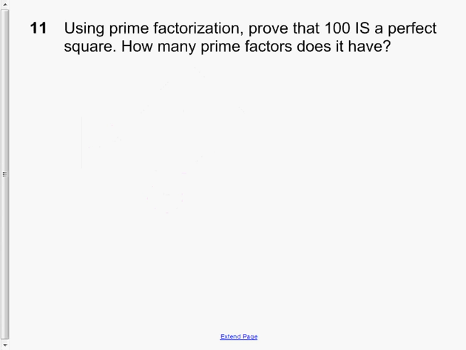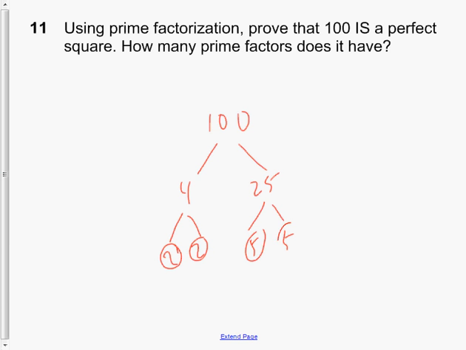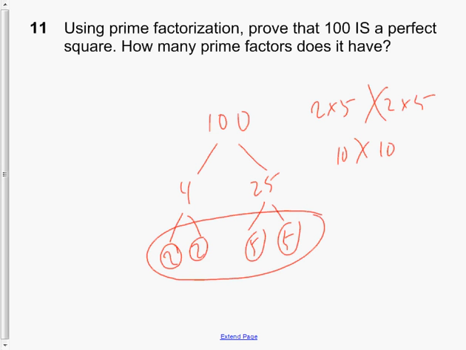Question 11, using prime factorization, prove that 100 is a perfect square. So take my 100, break it down into, I'm going to go 4 and 25. Neither one of those is prime. 2 and 2 are prime. 5 and 5 is prime. So 2 times 5 times 2 times 5 would mean that 10 times 10 is 100, and therefore it has 4 prime factors, and the square root is 10.